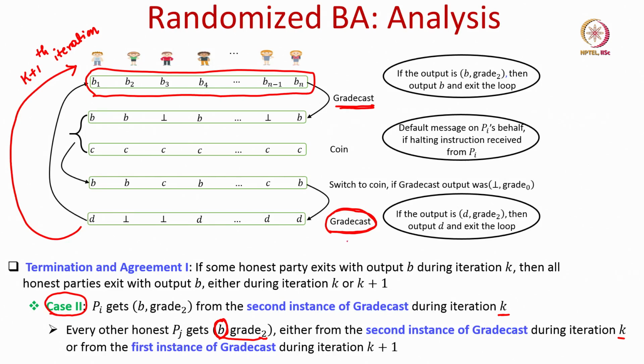So, if Pi decides to terminate because of this second invocation of Gradecast during iteration k, it is not necessary that every honest party Pj also decides to terminate because of this second invocation during iteration k. It may be possible that some of them have to continue to the k plus 1th iteration, but in the k plus 1th iteration the first invocation of Gradecast will cause them to terminate.